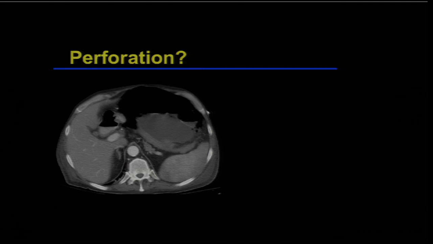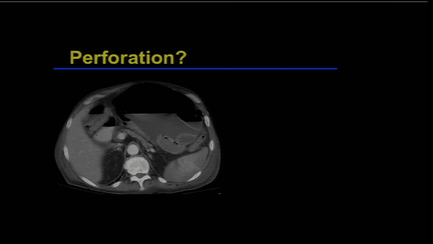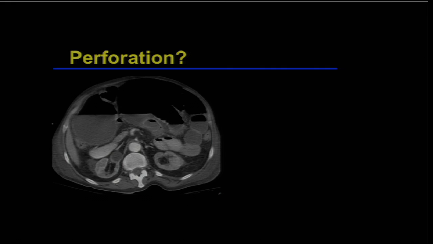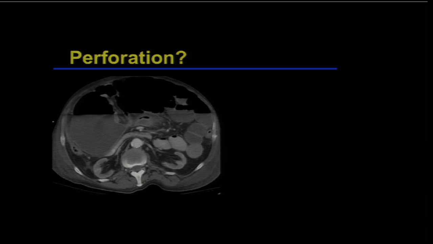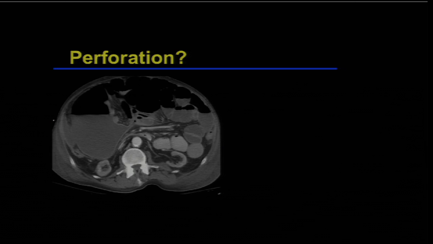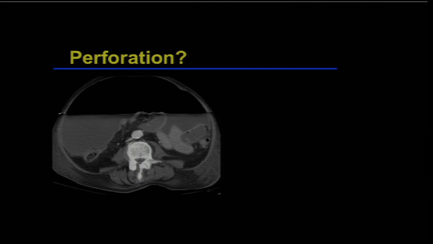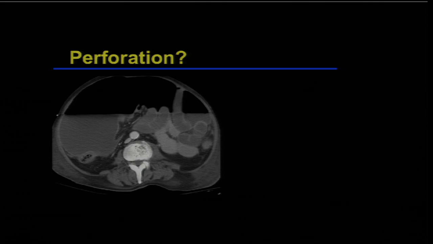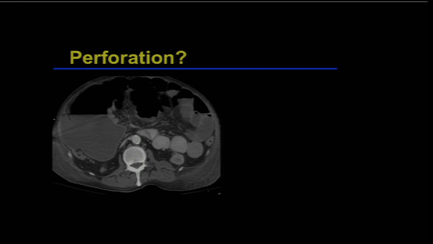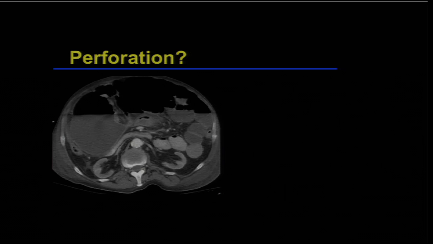I'd like to point out another myth. This is actually missed by three very good radiologists. And the question was, the patient was septic. Was there a bowel perforation? What do you think? The interpretation in this case was there's a very dilated colon, but it's maybe at risk of perforation, but it's not perforated.